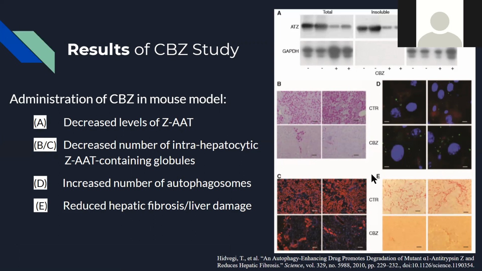And lastly, with letter E, this shows a histochemical stain for fibrosis, which is scarring. The red stain is marking collagen, which forms within the scar tissue. Comparing the control on the top with the treatment on the bottom, there is a decrease in the amount of red stain or collagen scarring, leading to evidence that CBZ can reduce hepatic fibrosis. Next.